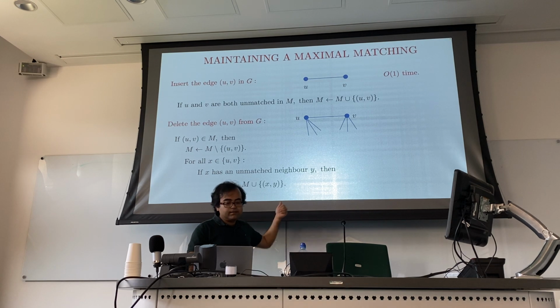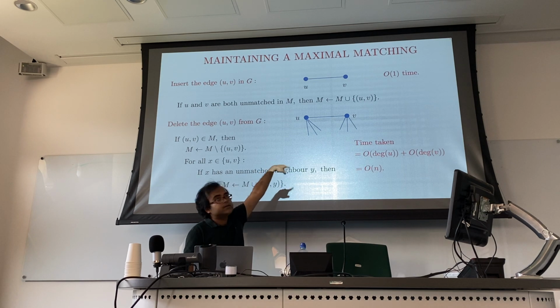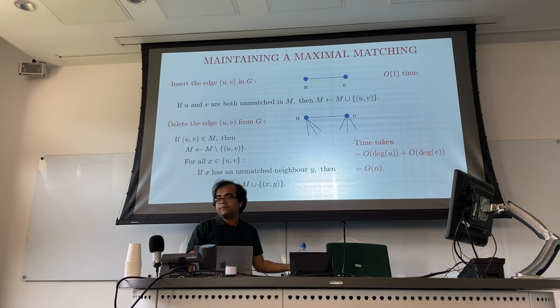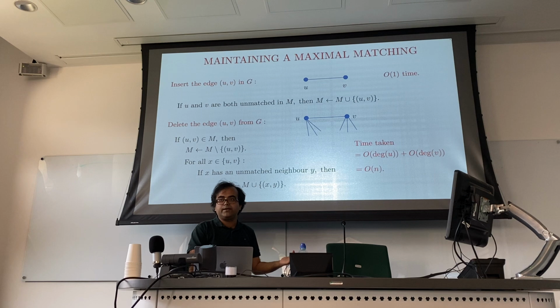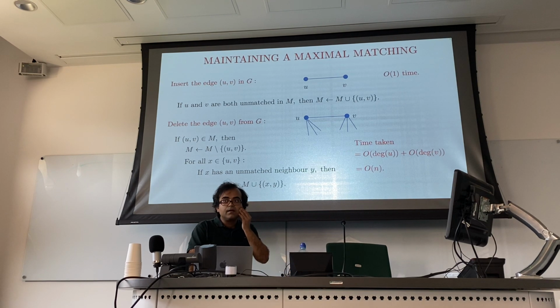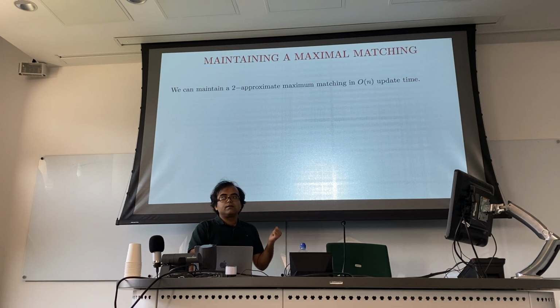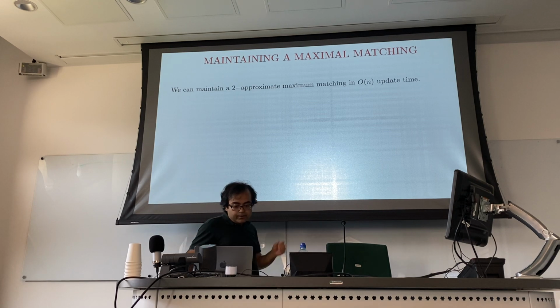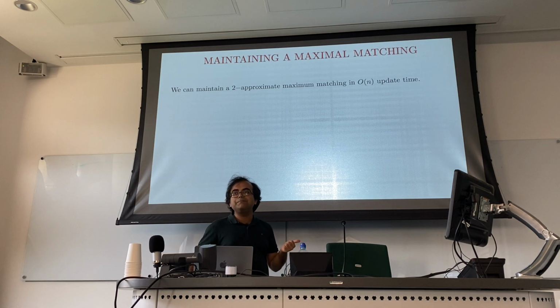What is the time taken for this step? It's just proportional to the degrees of U and V, because that many neighbors you might need to scan to check whether you can rematch U or V or not. And degrees of U and V can be as large as order n. So overall you get order n update time. Any question regarding this? Okay, so this is the bottom line. We see how to get 2 approximation in order n update time.